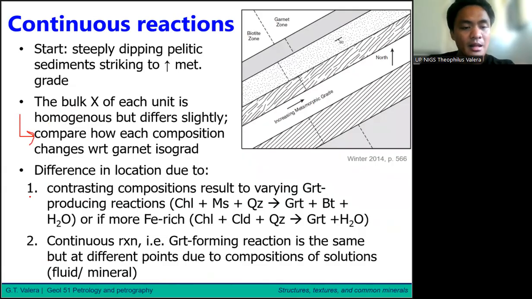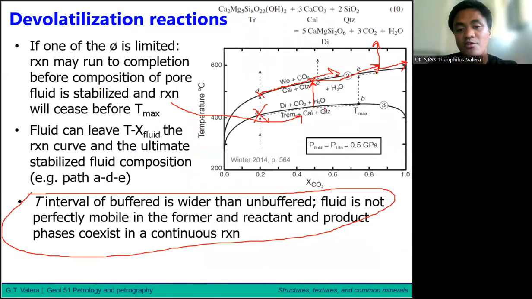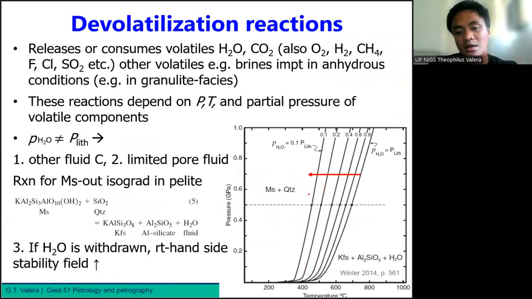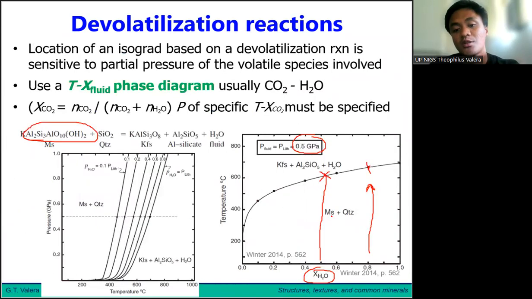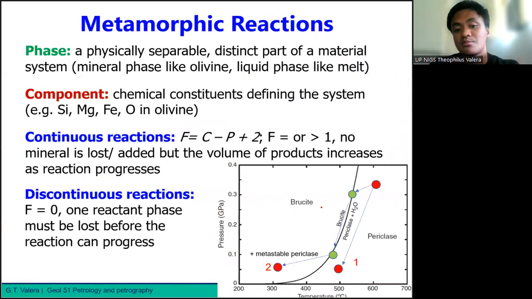Okay? The difference in location, again, may be due to continuous reactions. The garnet-forming reaction is the same, but occurs at different points due to varying compositions of solutions, fluid, mineral, fluid, what we discussed earlier. So if it's a fluid-forming reaction, the location of the reaction may change. The location of the reaction may change depending on fluid composition, or the mineral composition that I showed earlier.